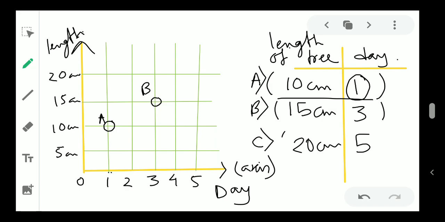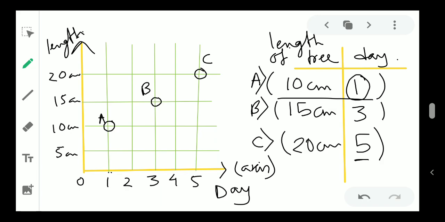Now number C. So that was on the third day, 15 centimeter. Now it is day 5 and 20. So day 5 means this line and 20 means this line. So this is my point, right? So I will just draw this C. So that means this is representing point C.